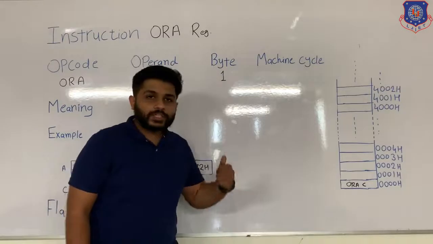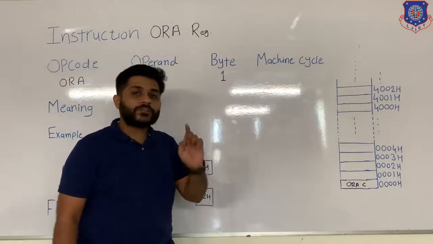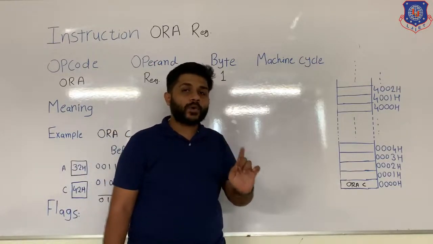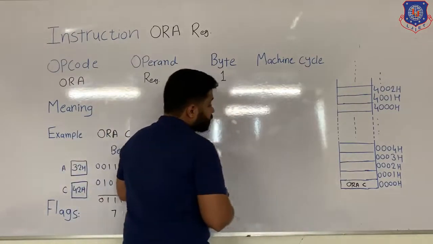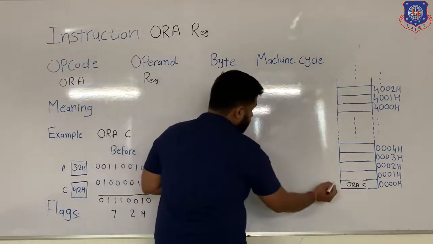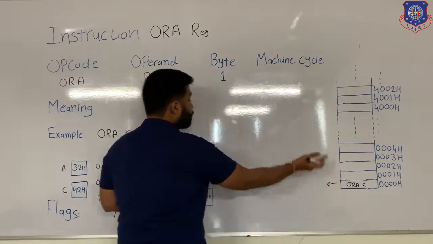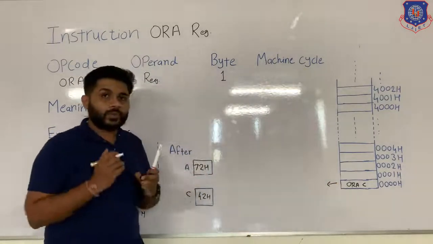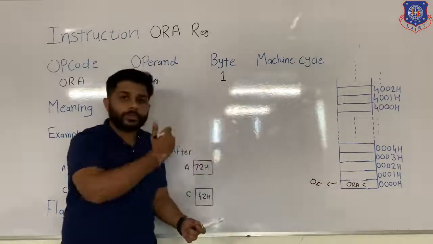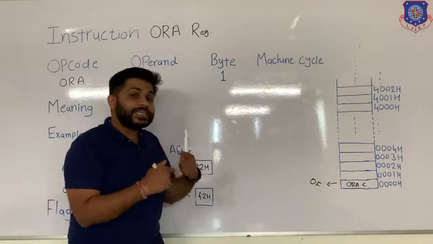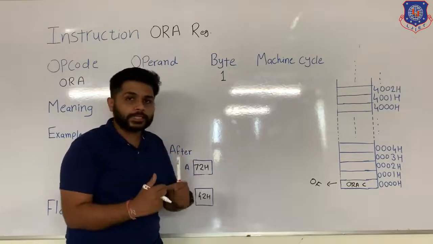Now, to fetch the instruction, the processor will perform the first machine cycle, that is opcode fetch. When the processor performs the opcode fetch, the instruction which is stored in the memory will be transferred to the microprocessor. So when it performs the opcode fetch, this whole instruction will be transferred to the microprocessor. Then the microprocessor will decode that instruction and execute it.